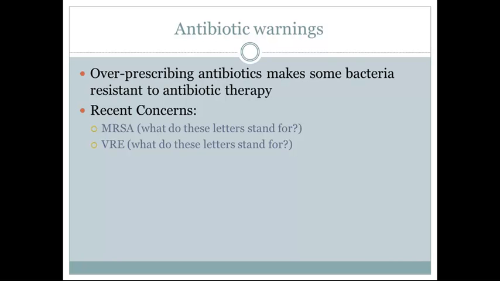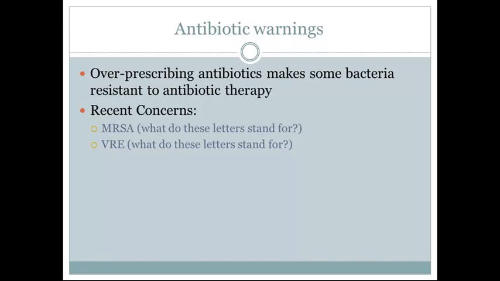Two recent concerns, and actually they've been concerns for quite a while, but are still very, very prevalent, are MRSA, which is methicillin-resistant Staphylococcus aureus, and VRE, which is vancomycin-resistant enterococci. And these two are very, very much a concern and need high-powered drugs to treat them.